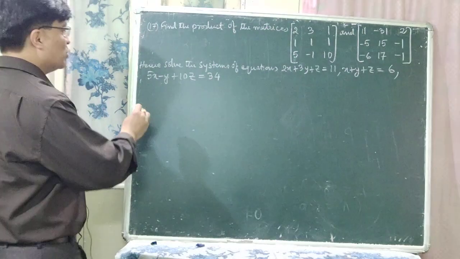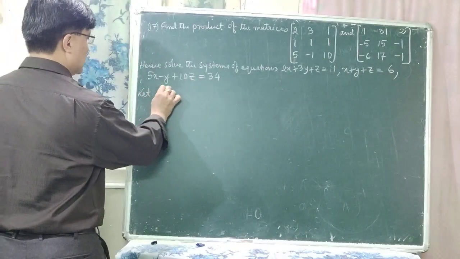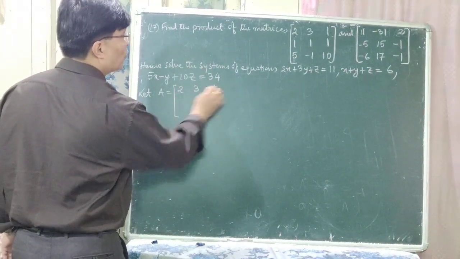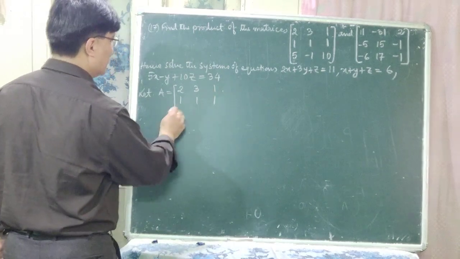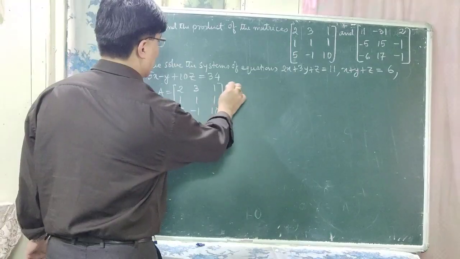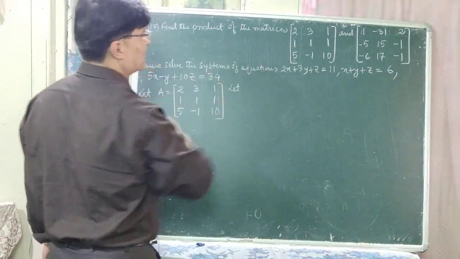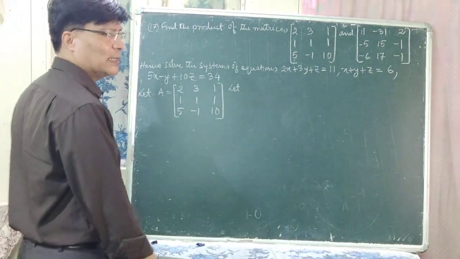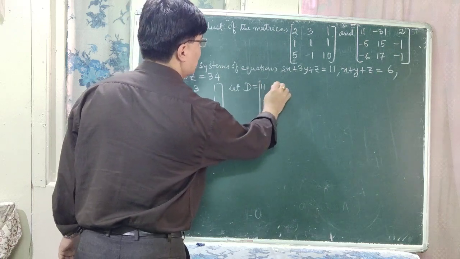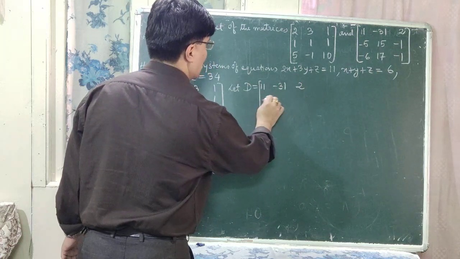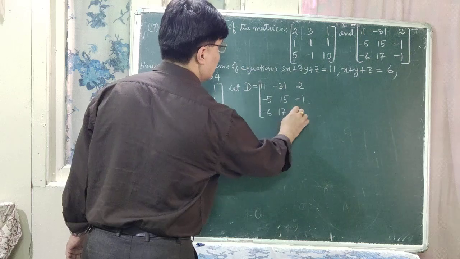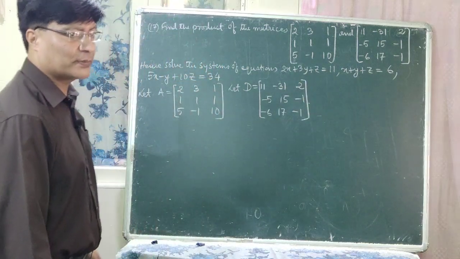Okay, so let us assume the first matrix as A. Let A is equal to, what is A here? 2, 3, 1, 1, 1, 1, and 5, minus 1, 10. This is the coefficient matrix. And let us assume the other one as the D matrix, right? So what is D here? 11 minus 3 1, 2 minus 5 1, 5 minus 1 minus 6 1, 7 and minus 1. That is D. Is that clear?